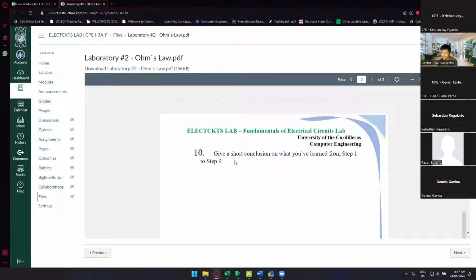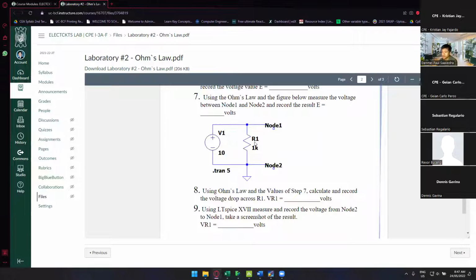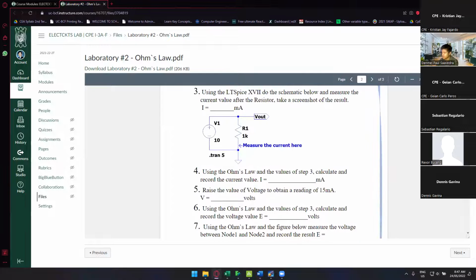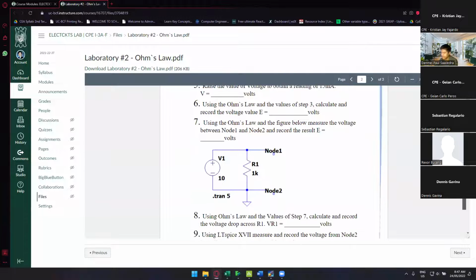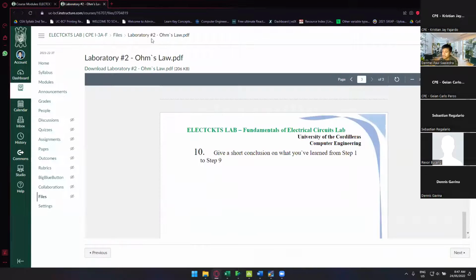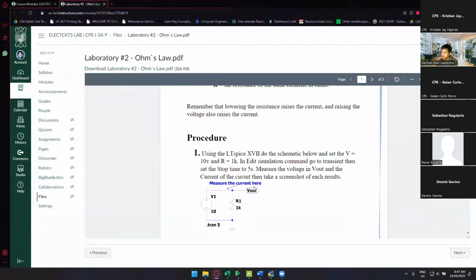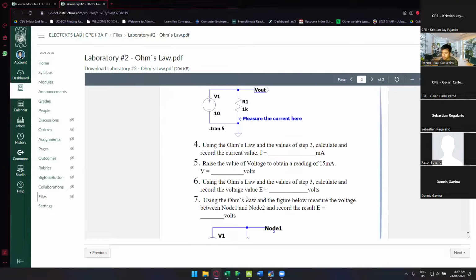Basically, what I'm asking here is, what are your thoughts on using LTSpice versus using actual computation? You can simply use Ohm's law, of course, and then verify that Ohm's law using LTSpice. Were you able to get the same value? Is there a difference? Is there a slight difference? Something like that. So that's it for lab number 2. Any question or clarification so far under lab number 2? Again, if not, just give me a quick thumbs up.